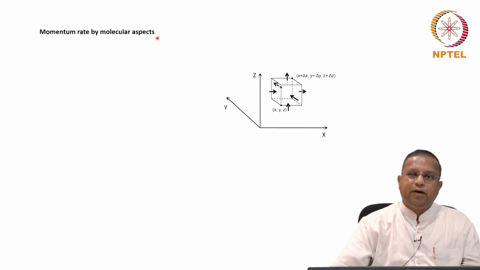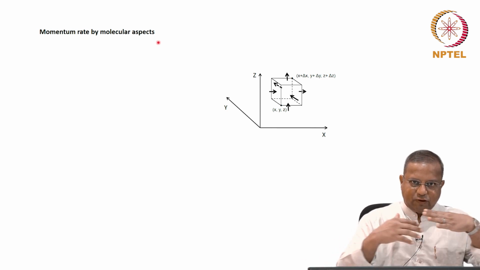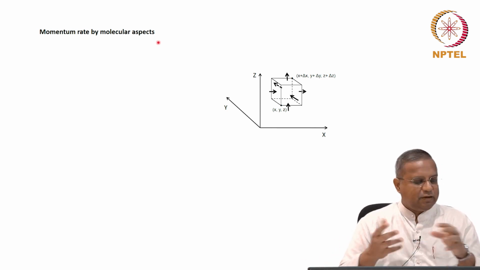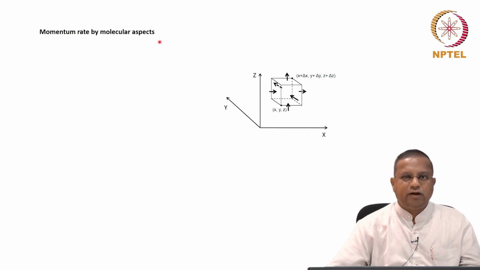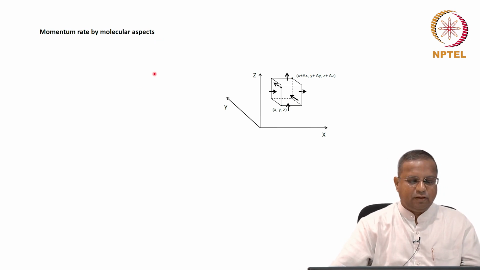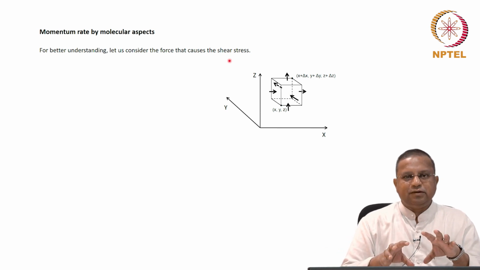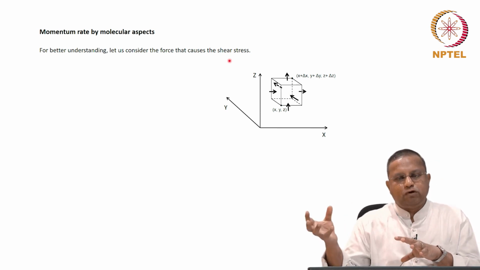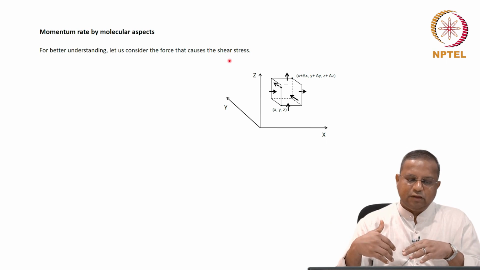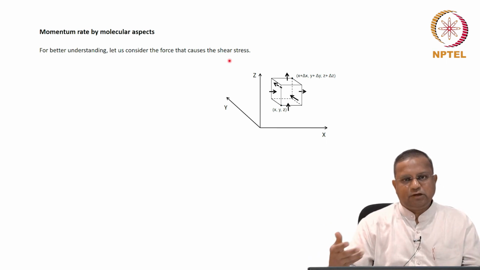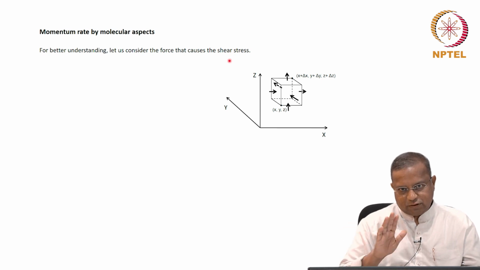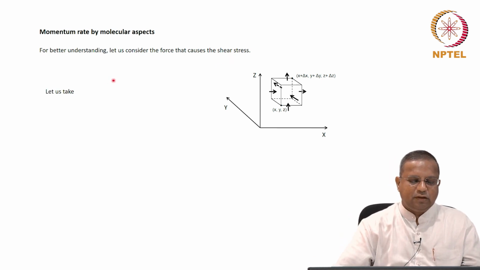Now the momentum rate by molecular aspects, due to viscosity between the layers, due to the molecular nature, molecular interactions, and so on, is given by the shear stress. And to understand this better, let us consider the force that is responsible for the shear stress. The force that is responsible for the shear stress is the shear force. The shear force acts on a surface. We all know this. And therefore, let us take the force that acts on the face at x.